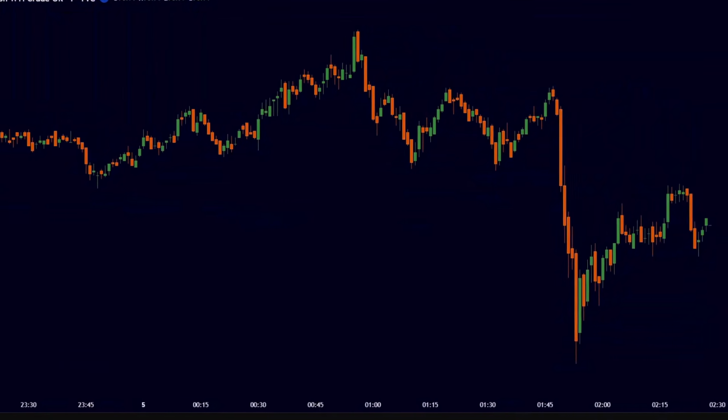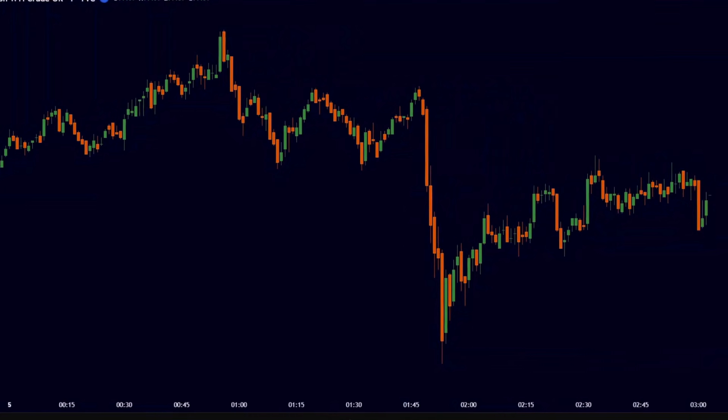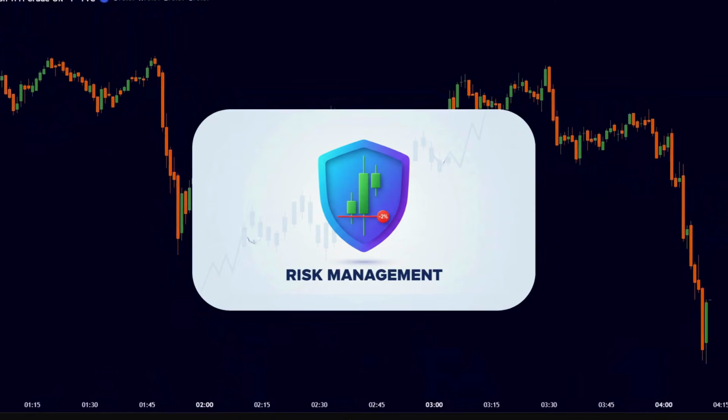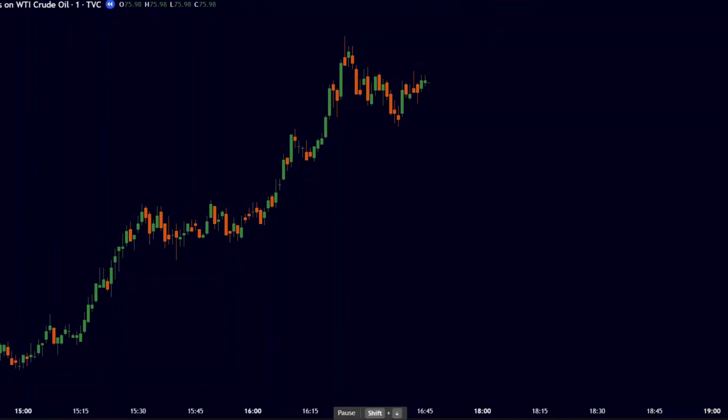Study these concepts one at a time. Get comfortable with each before you start stacking them. And always have a proper risk management plan in place. No strategy will save you from poor position sizing.